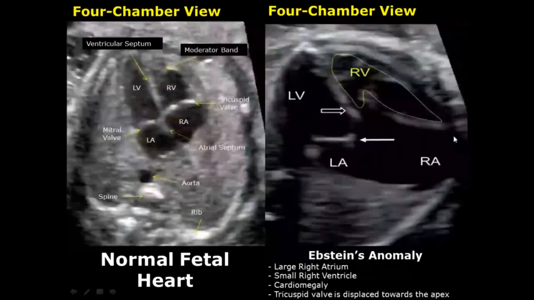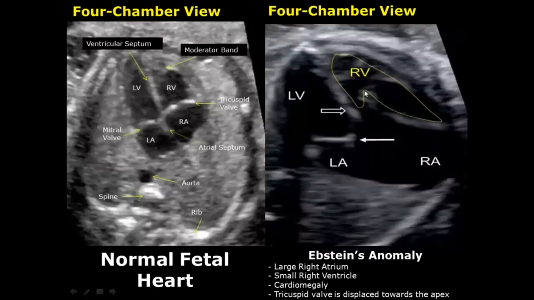In Ebstein's anomaly, there is a large right atrium but a small right ventricle, and there will be cardiomegaly, and the tricuspid valve will be displaced towards the apex because of the enlarged right atrium.